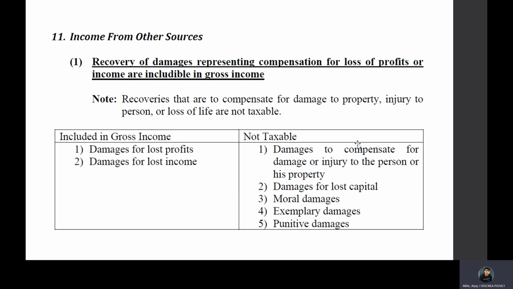So itong mga to, itong payment na to, hindi siya ini-include sa other income subject to income tax. Yung further details itong mga type of damages nito, I think this will be discussed in law subject nyo. So ang included lang is yung mga damages or payment for loss of income or loss of profit.